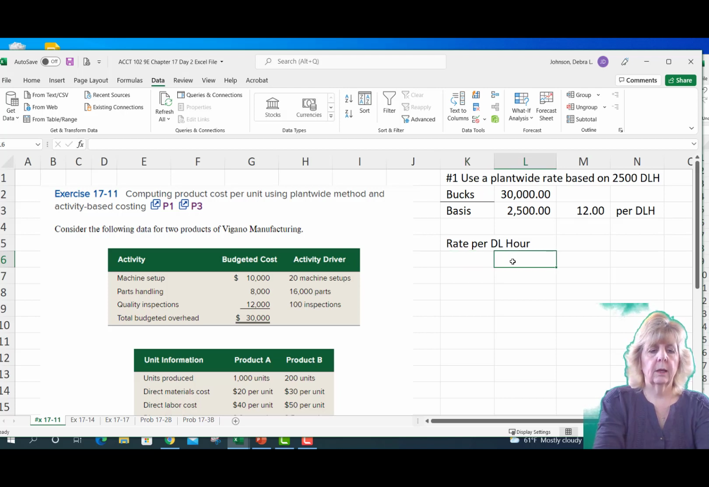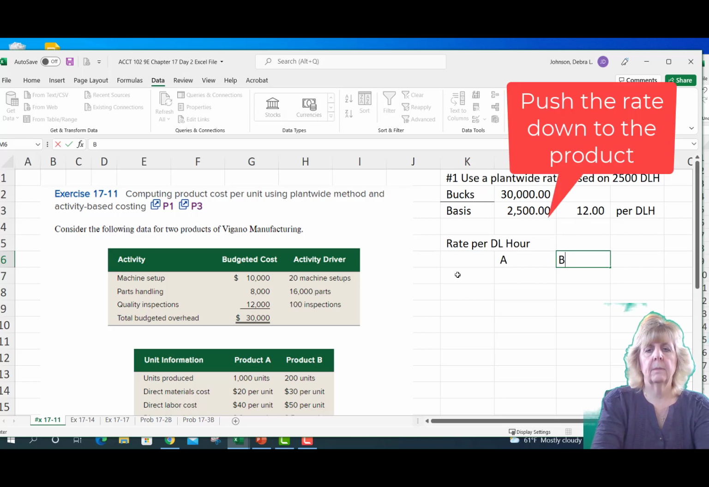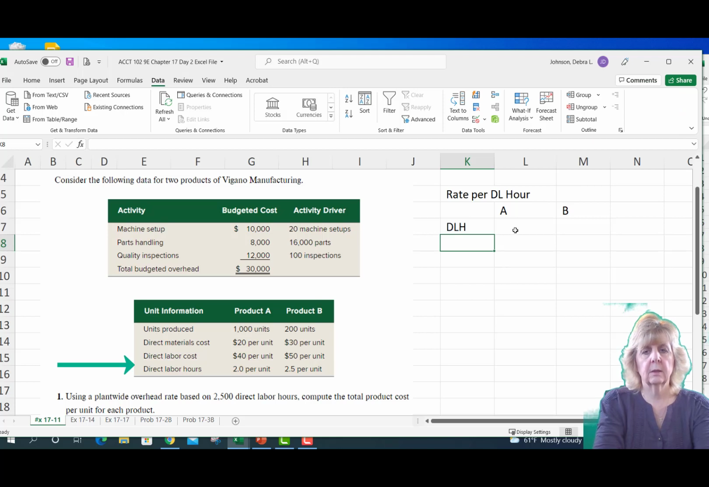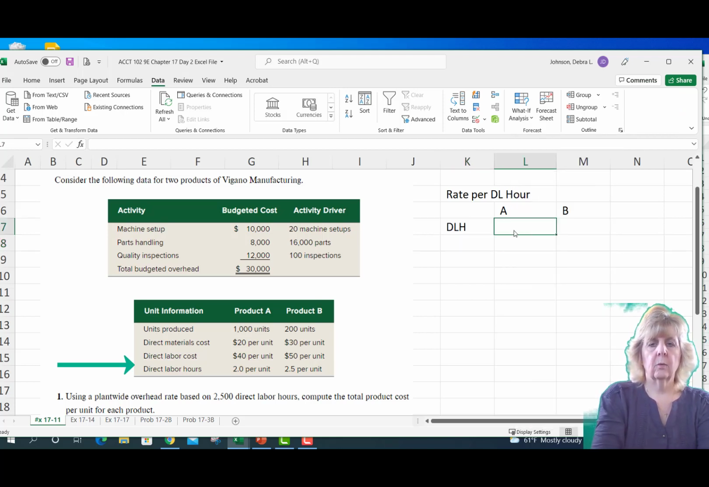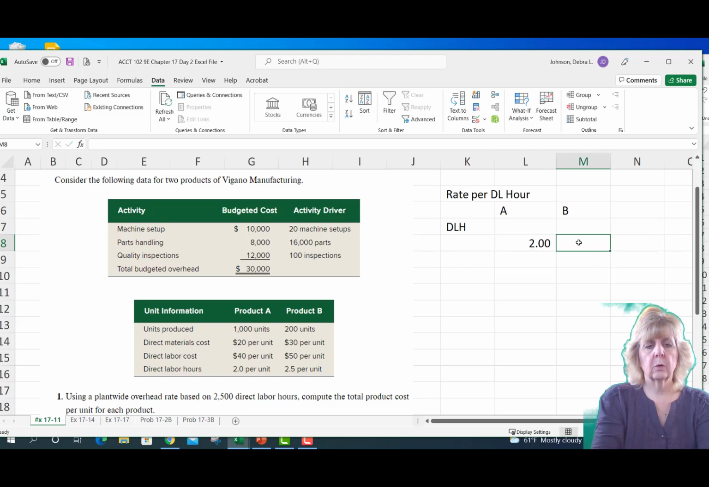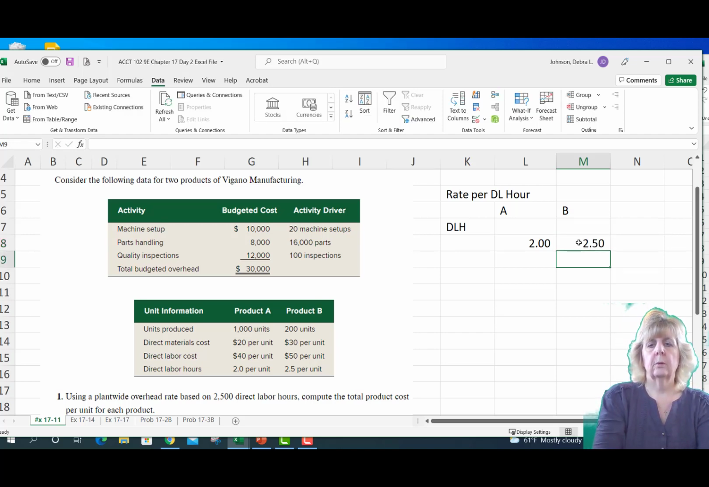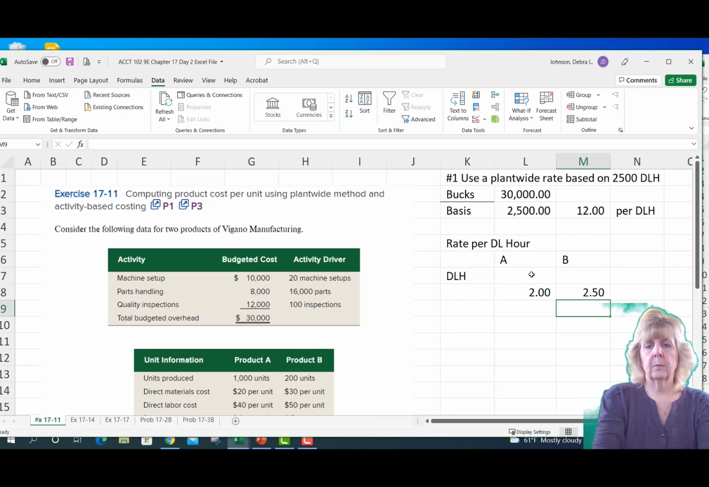So let's go ahead and push it down to the products. We have 2 products, A and B. And because this basis is based on direct labor hours, we need to find out how many labor hours each one takes. And here's where the author tells us. We will take that rate above and multiply it by 2 direct labor hours for product A and 2.5 direct labor hours for product B.